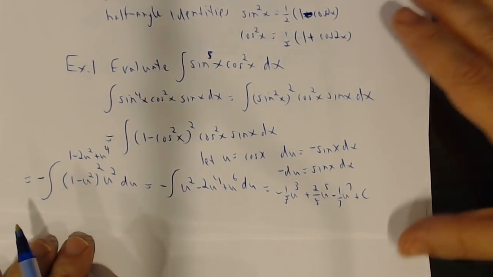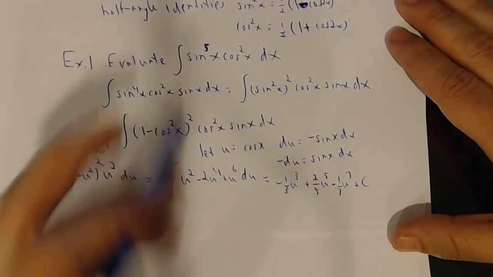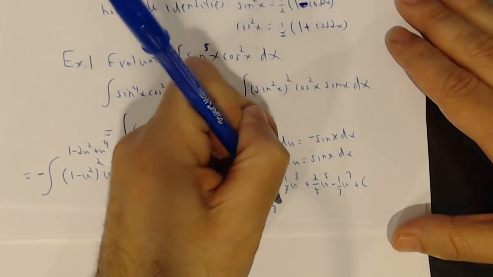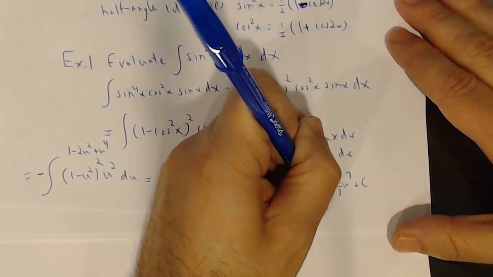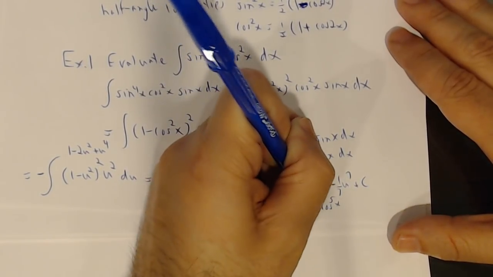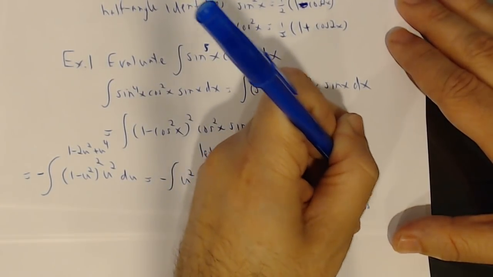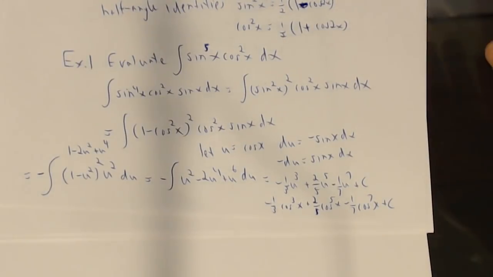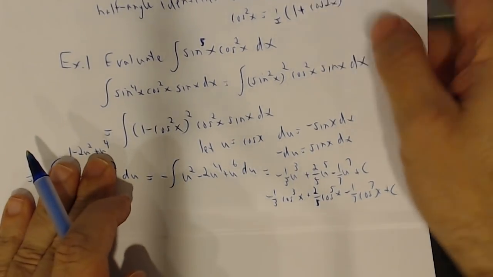So now what I need to do to finish this off, I just plug back in u equals cosine. So this becomes negative 1/3 cosine cubed x plus 2/5 cosine to the fifth x minus 1/7 cosine to the seventh x plus c. And there you have it. Okay, so it's not too bad. You just kind of have to manipulate it as needed. Okay, so let's move on to example 2.